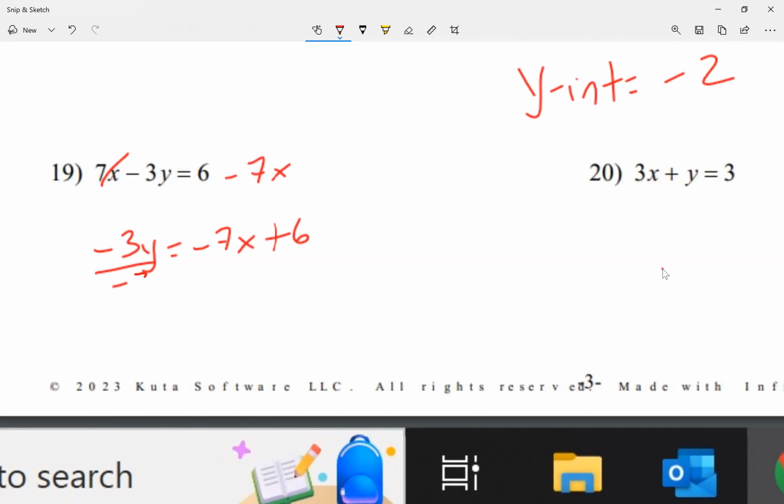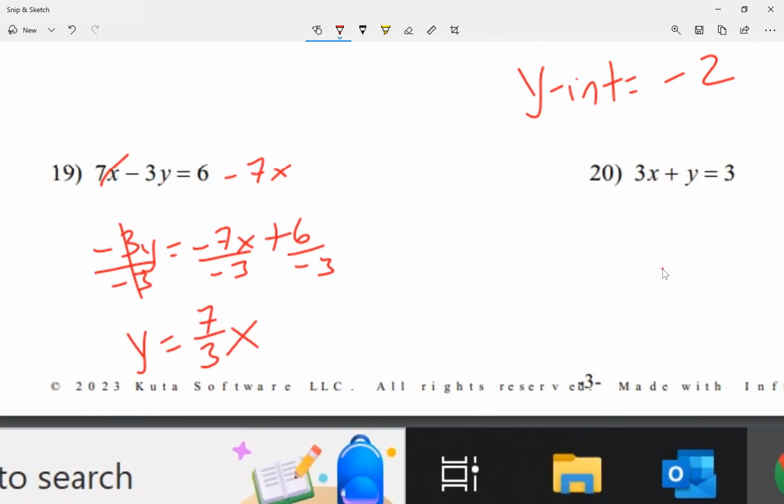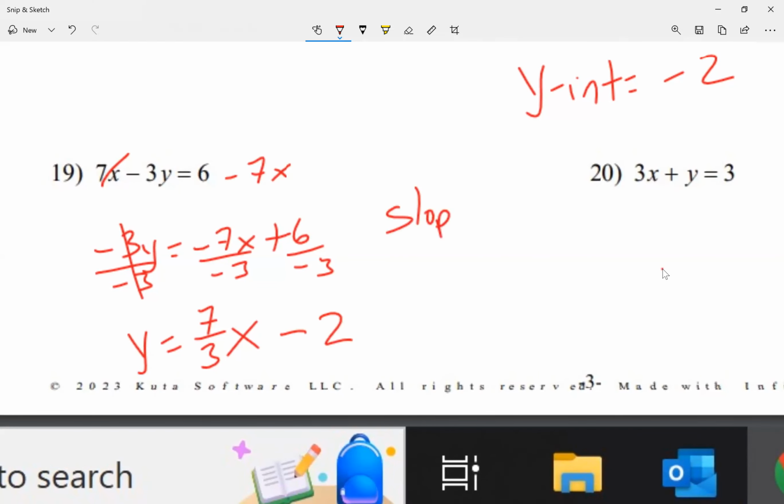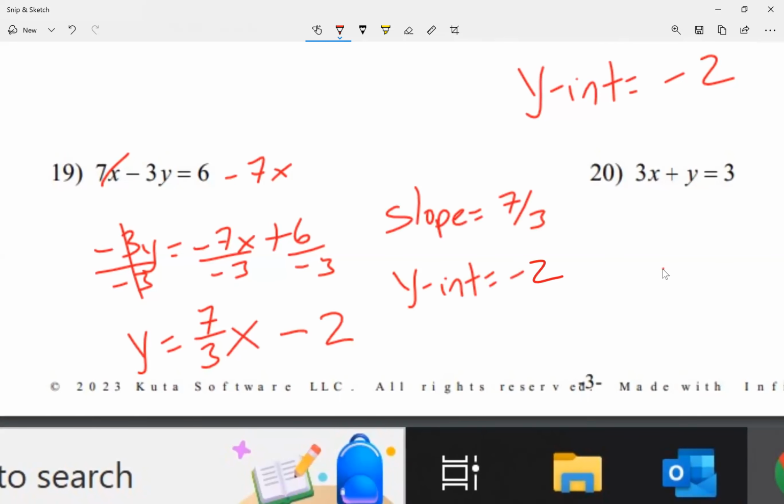Now let me divide everything by a -3. So y equals, I have negative over negative is positive, 7/3x. All right, 7 divided by 3, I cannot simplify, so I'll just leave it at that. At the end, positive divided by negative is negative. 6 divided by 3 is 2. So I rewrote this where that y is by itself. So my slope in this case is going to be 7/3. And my y-intercept is going to be a -2.